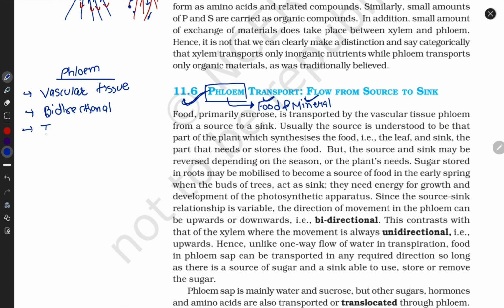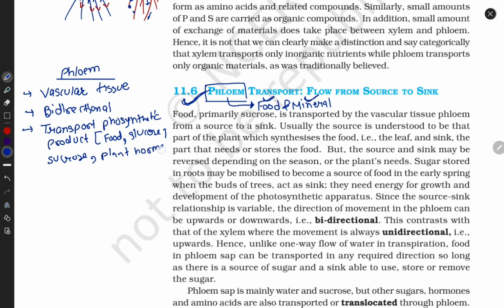Now what do they transport? They transport photosynthetic products. We call it food, we call it glucose, we call it sucrose, we call it any kind of plant hormone. Guys, plant hormones are also synthesized in chloroplast, some in cytosol, some in cell organelles. They can transport all of these all over the plant.